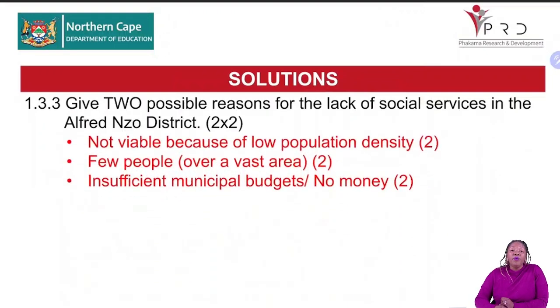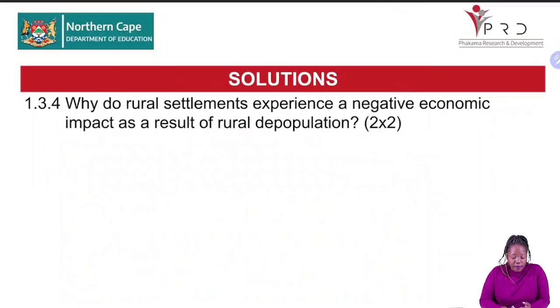Number 1, we're looking at not viable because of the low population density. Remember, rural depopulation, there are few numbers that are left in the rural areas. So because of the low population, and secondly, the few people over a vast area, as well as the insufficient municipal budget, or there is no money, because if the people are few, the budget will also be less.